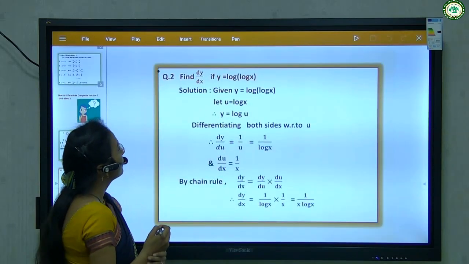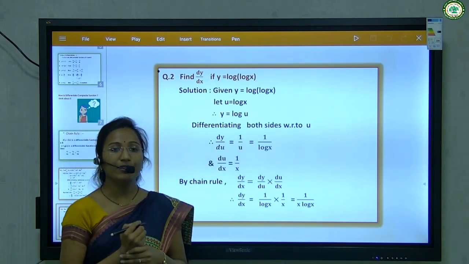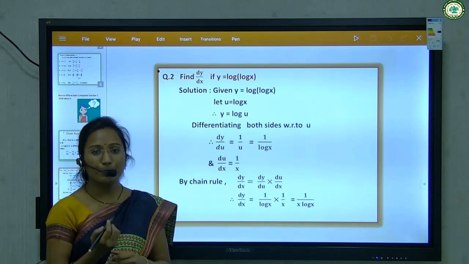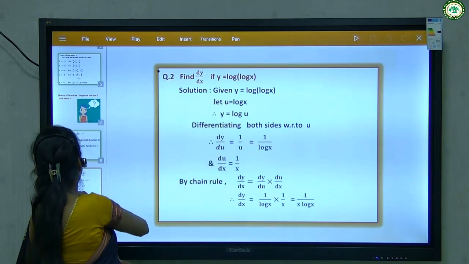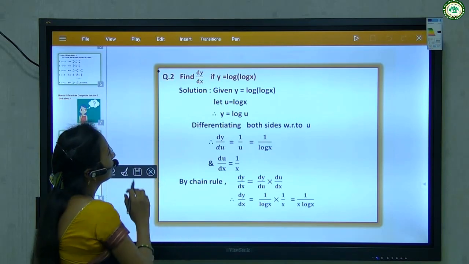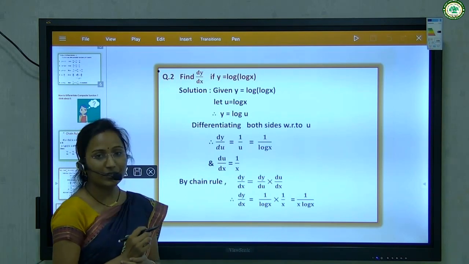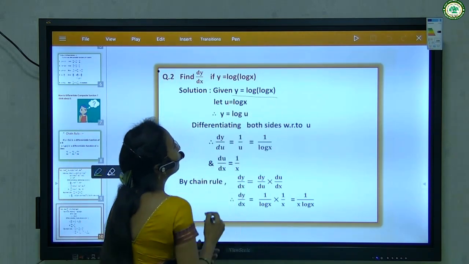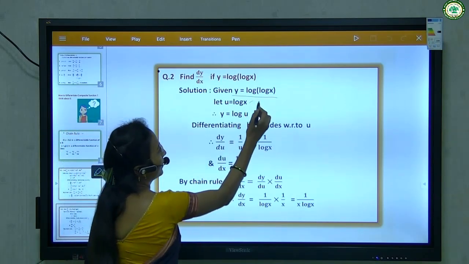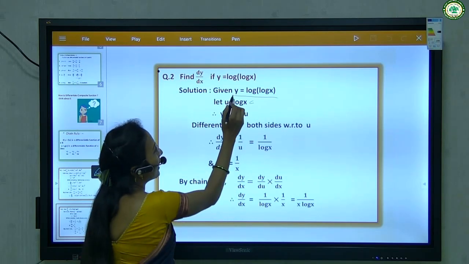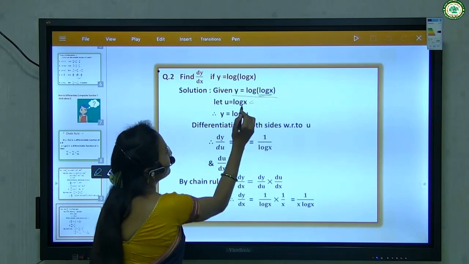Next problem is find dy upon dx if y is equal to log of log x. Now here we see that log of log x is also a composite function, and by using chain rule we solve the example. First we consider y is equal to log of log x. First step, given function as it is. Next step, let us consider u is equal to log of x. Therefore, our function becomes y is equal to log of the value of log x, means u.